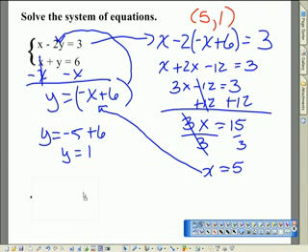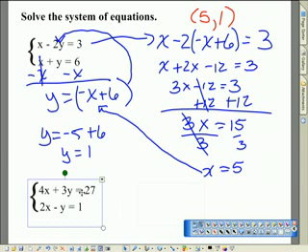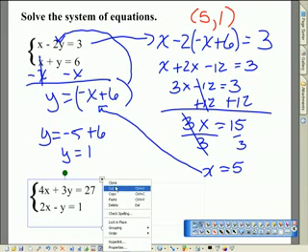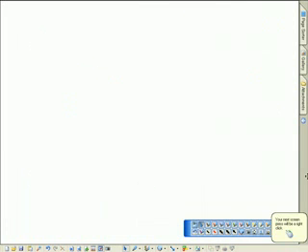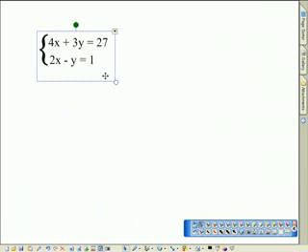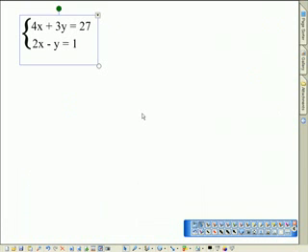Let's do another one. Okay, let's solve this one by substitution.